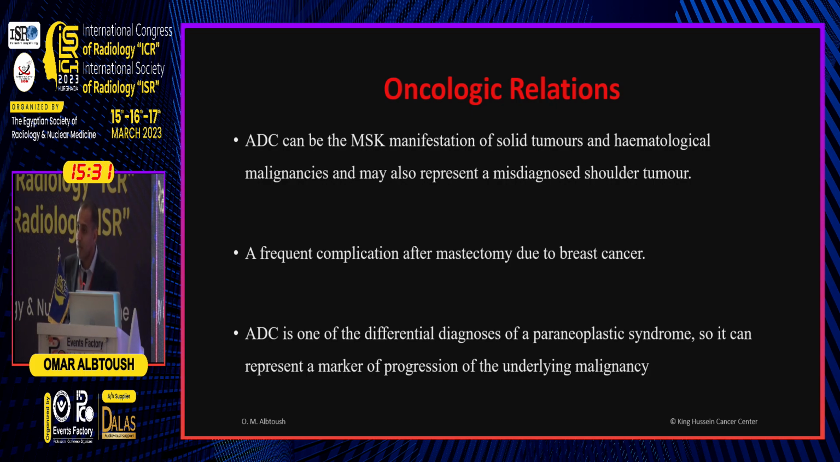So when I returned to the patient and asked if there were any symptoms of frozen shoulder, surprisingly, it was a really strong association. So I will show you some images. It's worth mentioning that in solid tumors, it's associated in hematological malignancies and can be a frequent complication of mastectomy. Also, it's in the differential diagnosis of paraneoplastic syndrome.